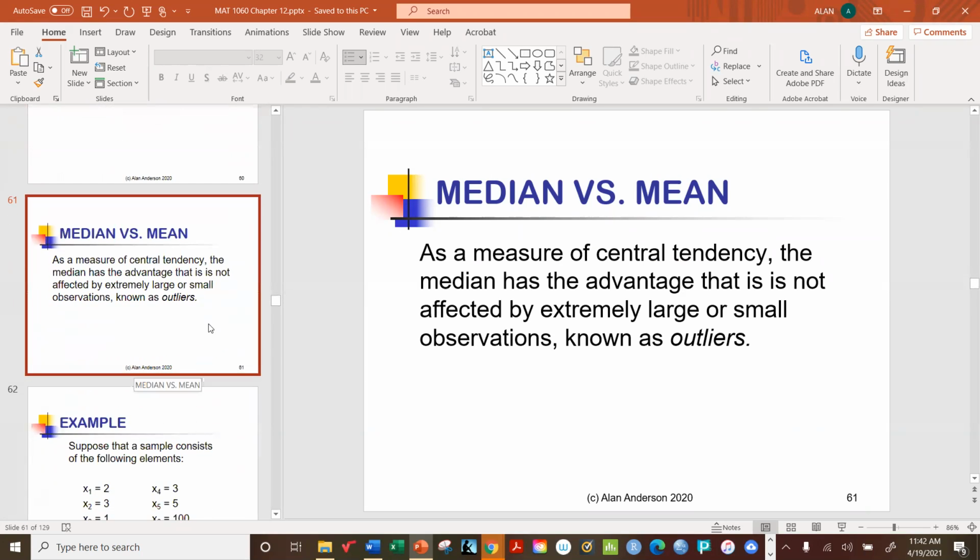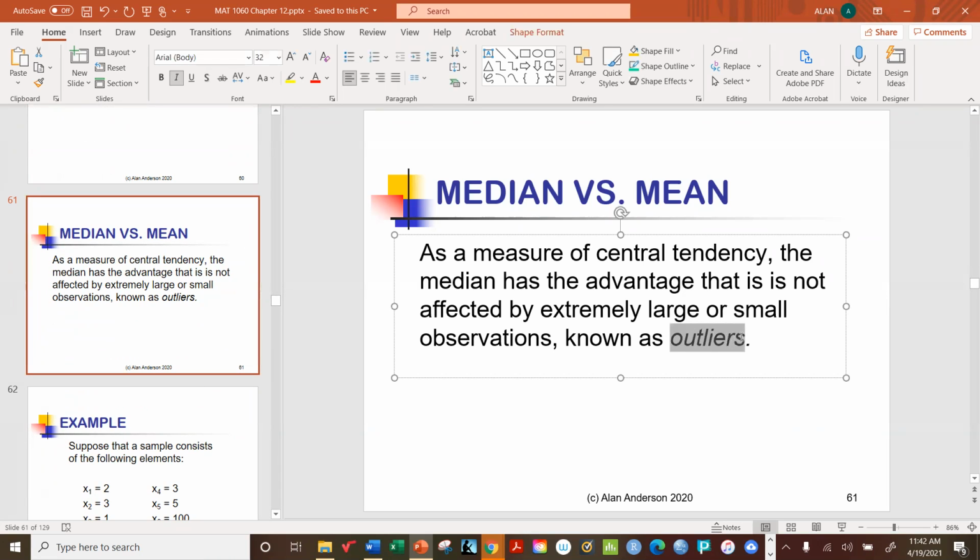In order to understand this, we have to introduce the concept of an outlier. So the bottom line here is that these mysterious outliers, which we'll explain in a minute, will affect our mean, but not our median. So now, what exactly is an outlier? These are numbers or elements of a sample or a population that are either much smaller or much larger than the rest of the data.